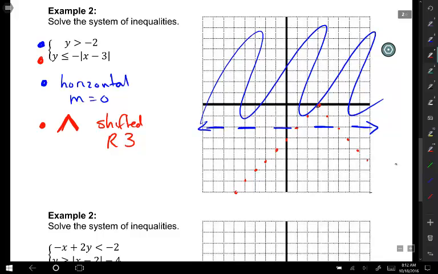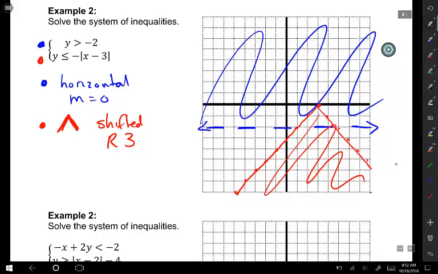It is a solid line because it's equal to. And it is shaded where? Below. So, we're going to try to write our answer here. Everyone see the triangle? Dotted line and shade.